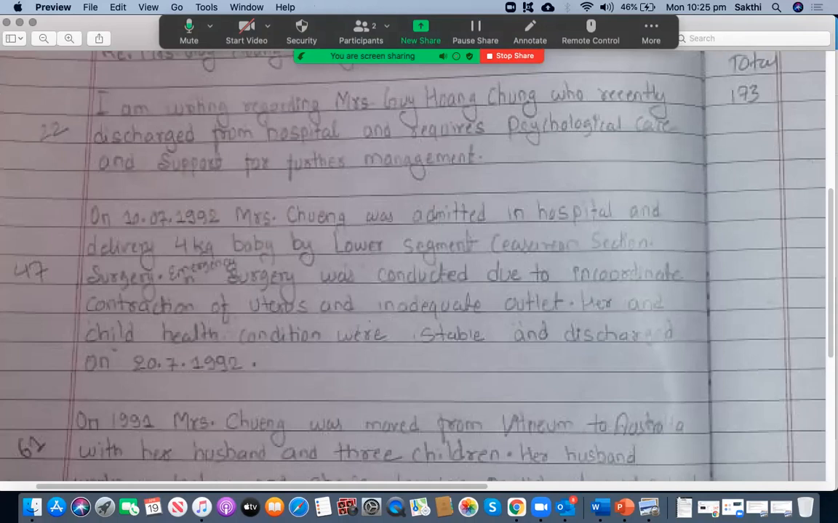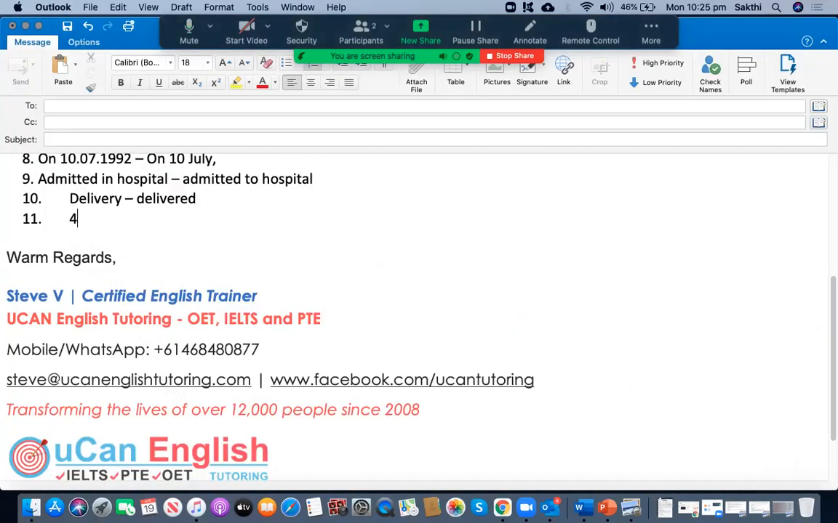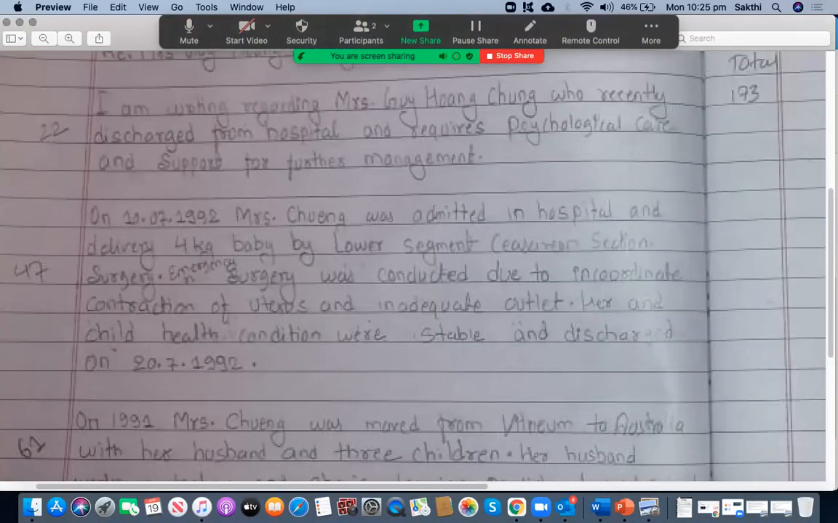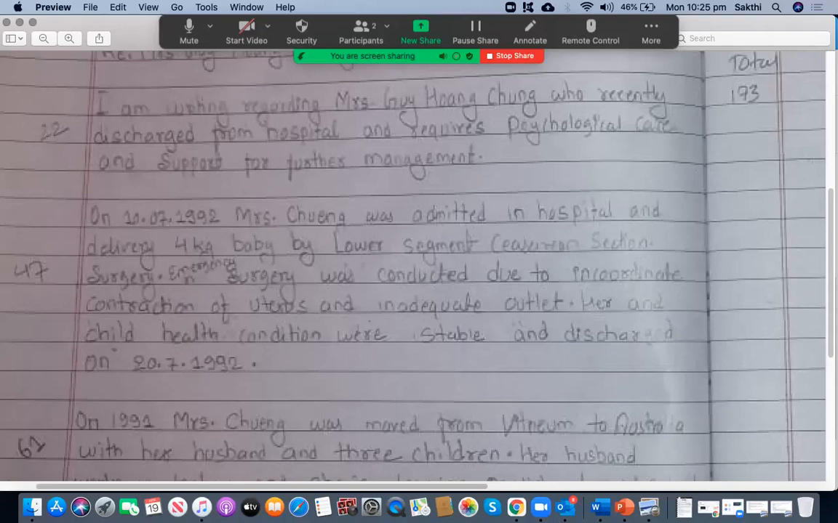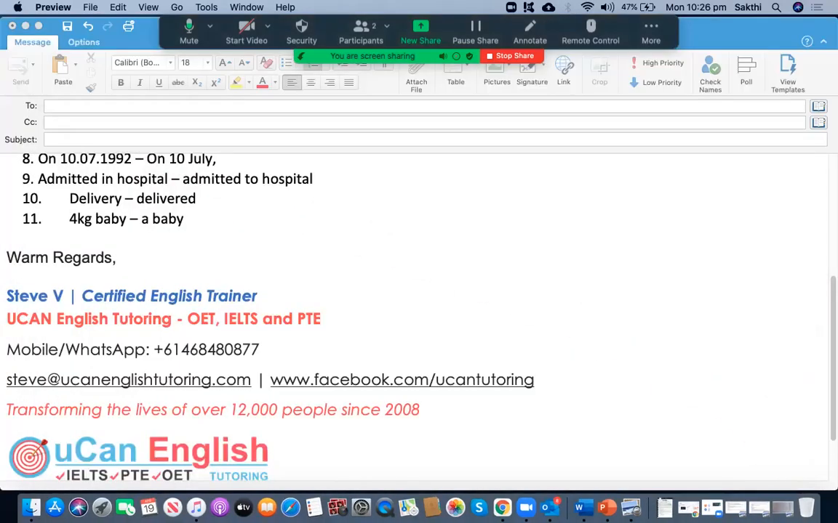And delivered a baby. It's not 4 kilogram baby. That's wrong. So you should have mentioned a baby, okay? And delivered a baby with the baby, by cesarean section, surgery. Section itself is okay. You don't need to mention surgery, because a cesarean section itself is a surgery. Section surgery, surgery can be removed.